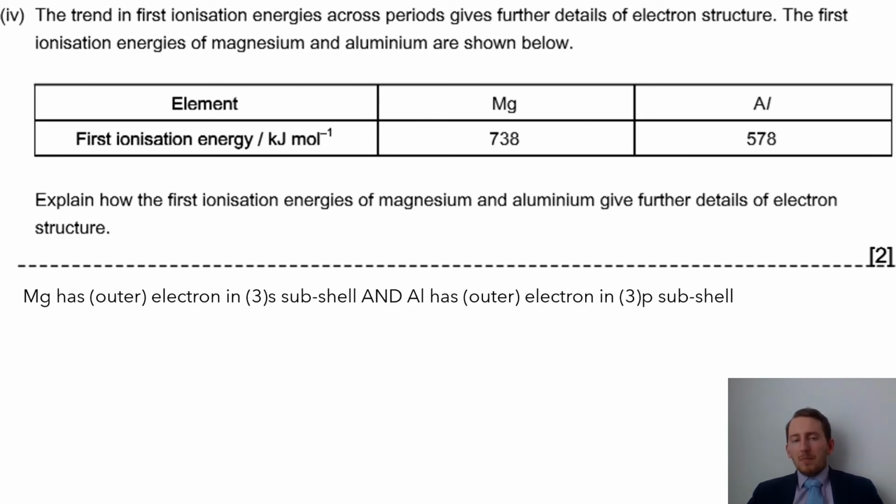Now, if we're starting with magnesium, that would have its outer electrons in the 3s subshell, whereas aluminium will be in the 3p. But the 3p subshell is higher in energy than the 3s, so that bit further away from the nucleus, so therefore it's that little bit easier to remove that electron in aluminium than it is in magnesium. So that's why the magnesium ionization energy is greater than that of aluminium.